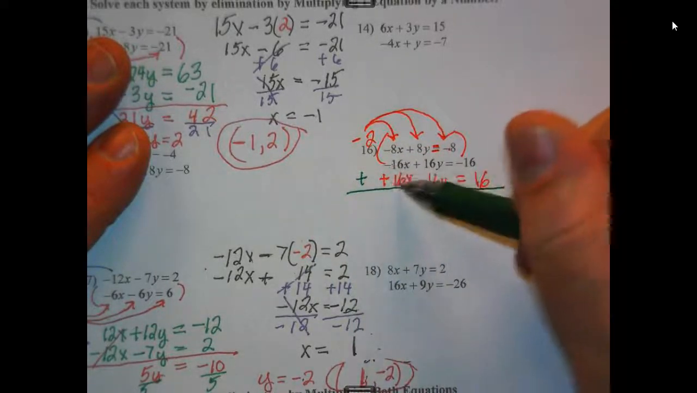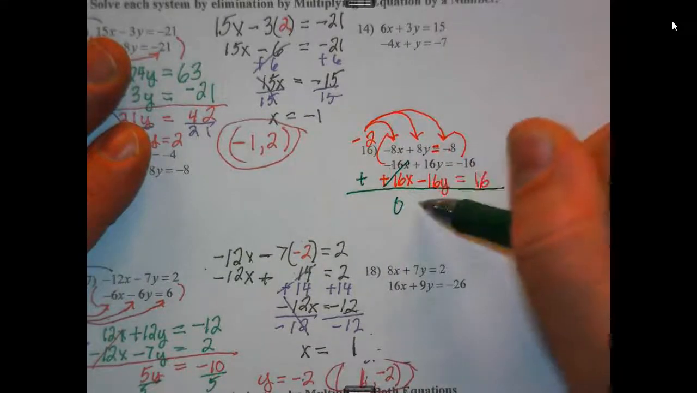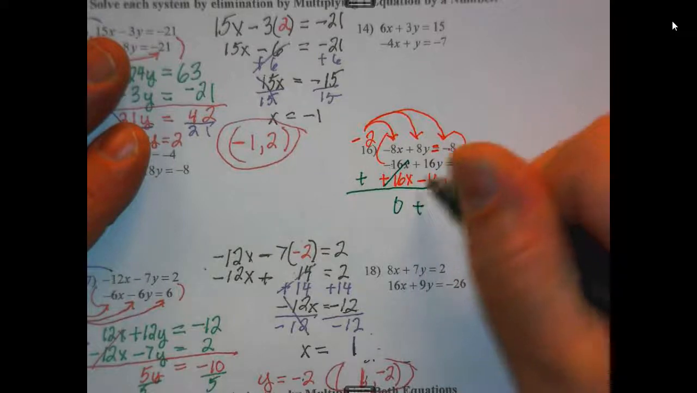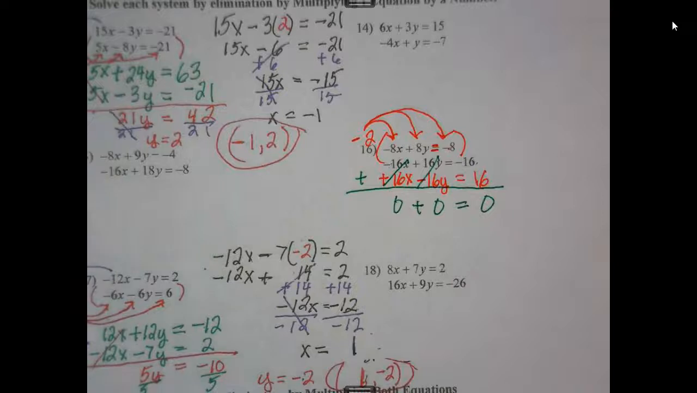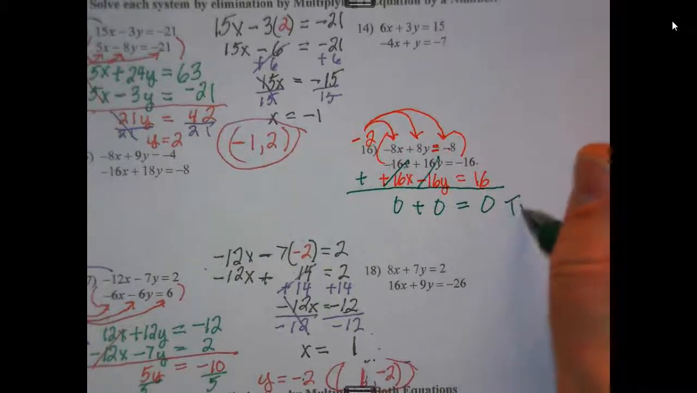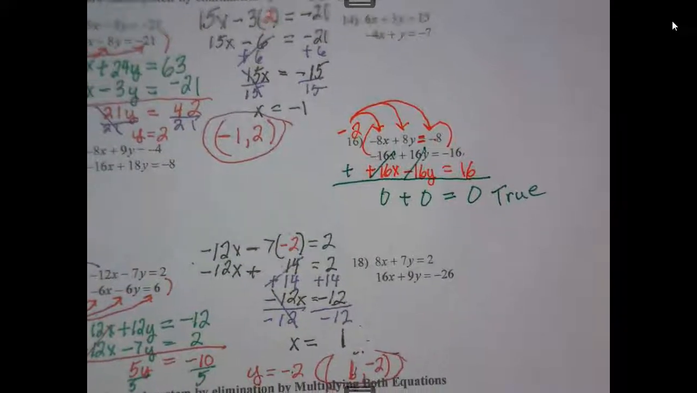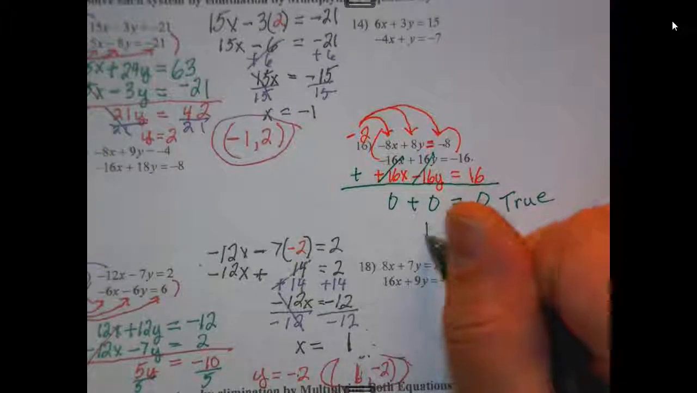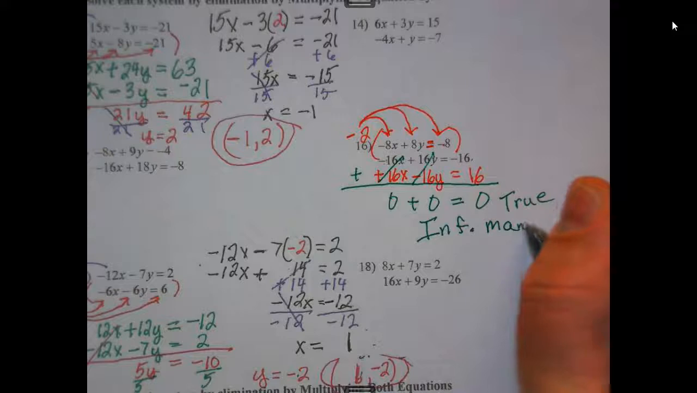The negative 16x plus 16x is a 0. I'm going to have to put a 0 here because both of these eliminate. In fact, they all eliminate. And I get 0 equals 0. True statement? Does 0 equal 0? Of course it does. If it's a true statement, what's my answer? Infinitely many solutions.